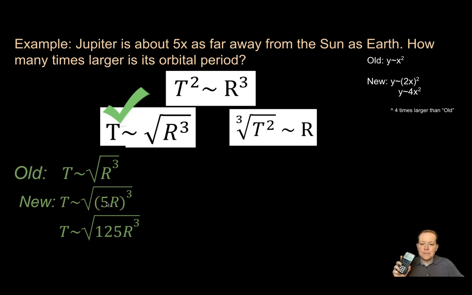Use your calculator. 5 to the third power is 125. r to the third power, well, that's just r to the third power. So that's how I get to this line here. I just raised both of these to the third power. 5 cubed is 125. r cubed is r cubed, okay?